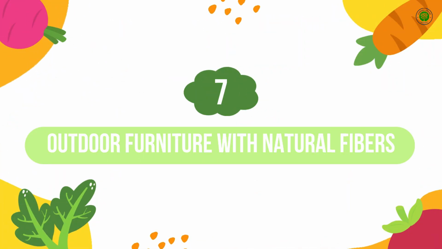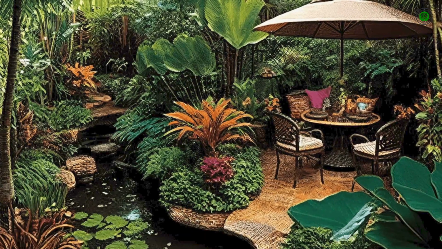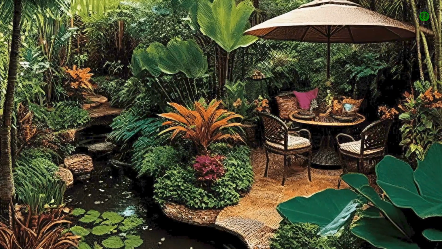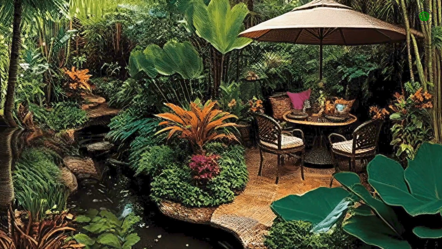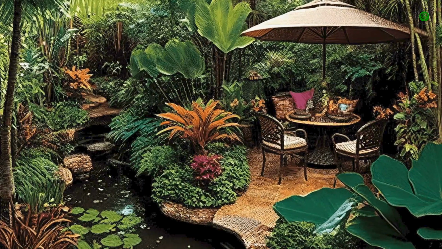7. Outdoor furniture with natural fibers. Choose outdoor furniture made from materials like rattan, wicker, or teak. These natural fibers blend seamlessly with the tropical aesthetic and offer comfortable seating areas.